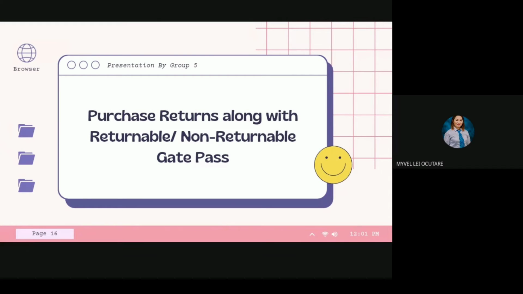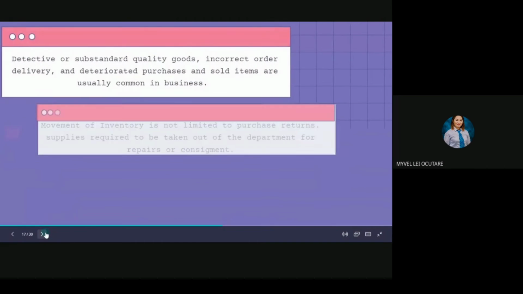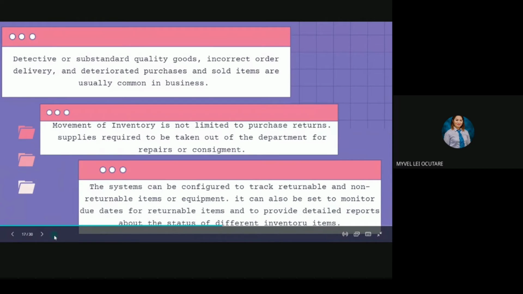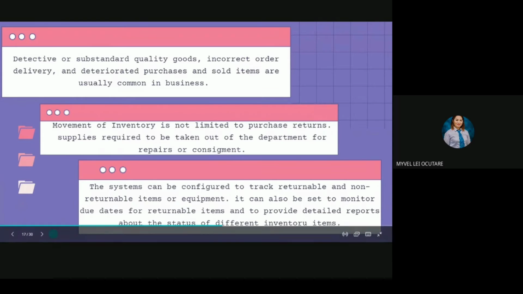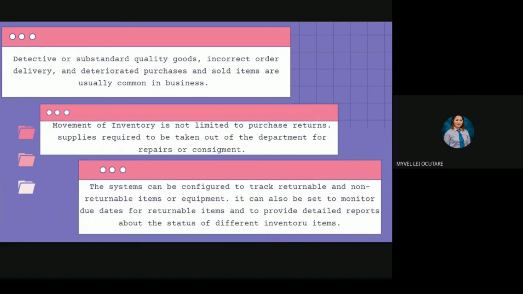Purchase returns, along with returnable and non-returnable gate pass. Defective or substandard quality goods, incorrect order delivery, and deteriorated purchases and sold items are usually common in business. Movement of inventory is not limited to purchase return. Supplies may be required to be taken out of the department for repairs or consignment. The system can be configured to track returnable and non-returnable items or equipment.